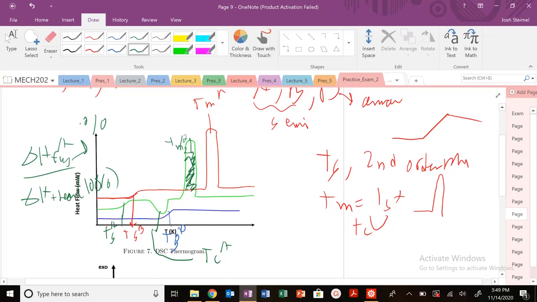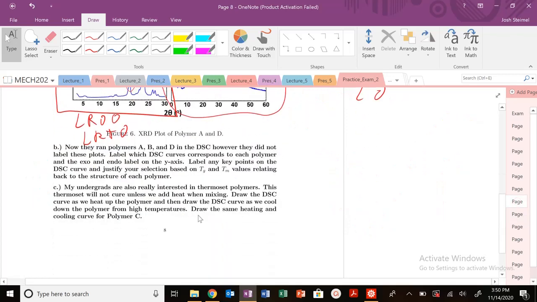Quick tip for an upcoming exam problem that will likely come up, so be aware of that. Larger area under the curve, larger degree of crystallinity. I'm so nice at giving tips.